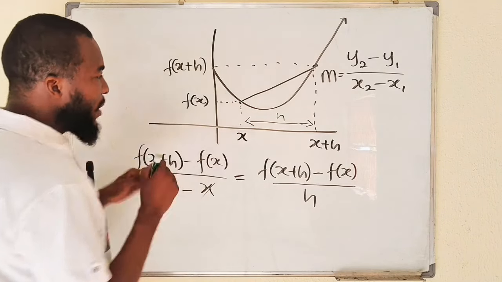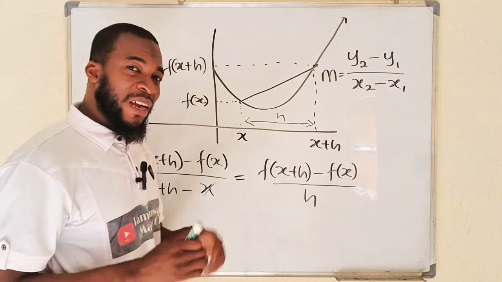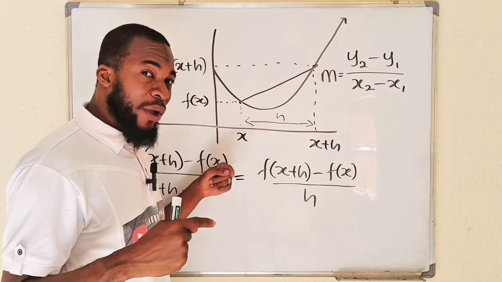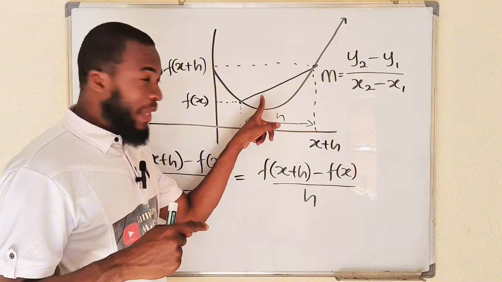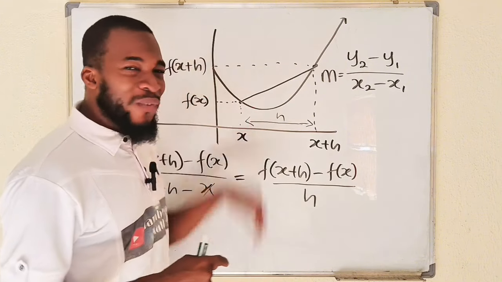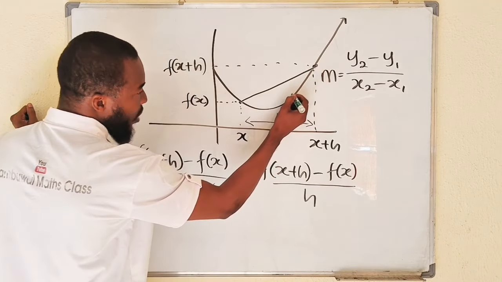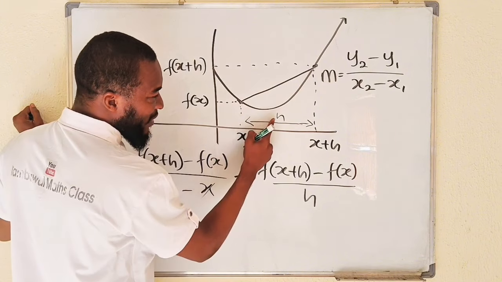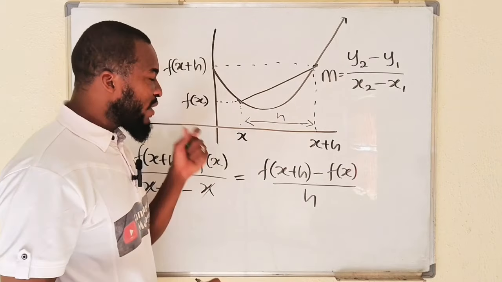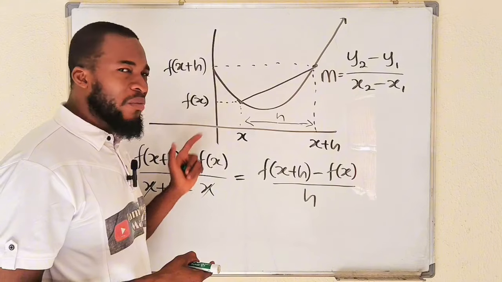So what if we decide to bring this point backward till it meets this one? Because we are talking about a tangent. Remember, a tangent is a line that touches a curve at exactly one point. So this is a secant line, but we're talking about a tangent line. This is the slope of a secant line, but we're talking about the slope of a tangent line at a point. So the moment you bring this point backward till it meets the first one, you can clearly see that h will be very small. It will approach 0. So the moment you take the limit as h approaches 0, it will give you the slope of the tangent line.